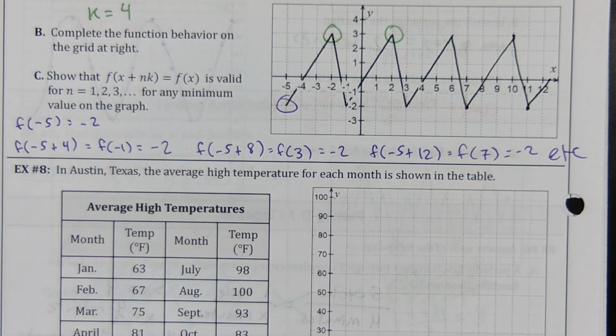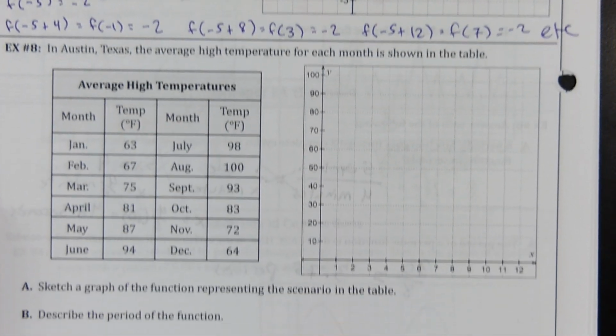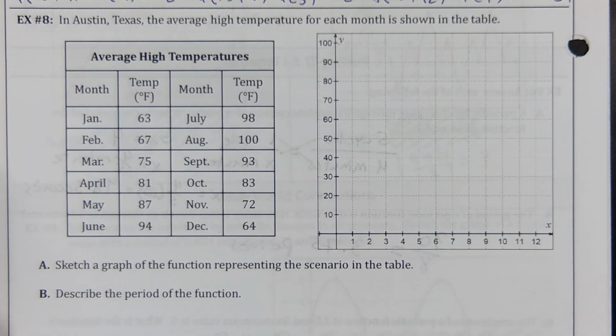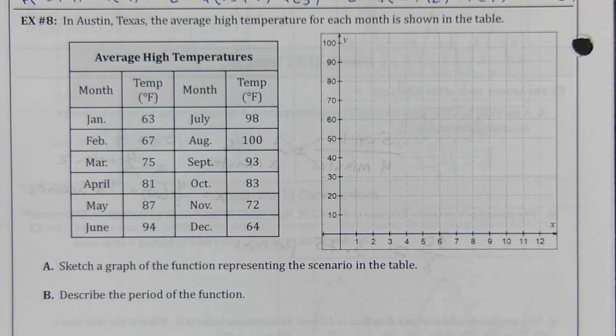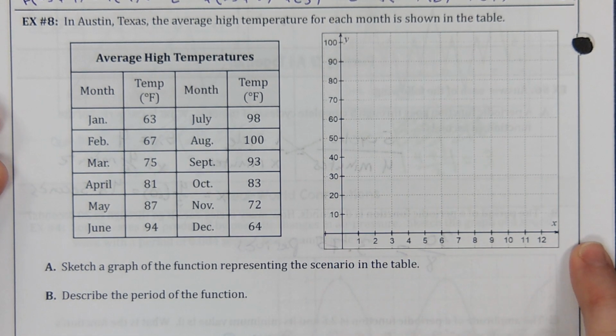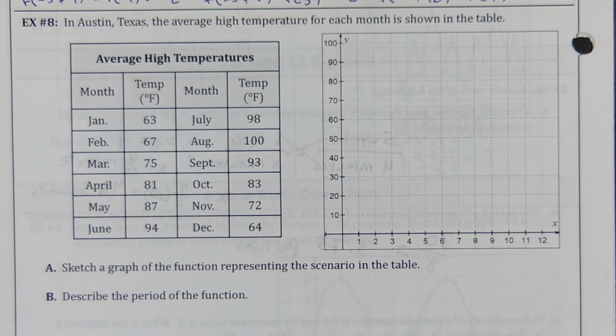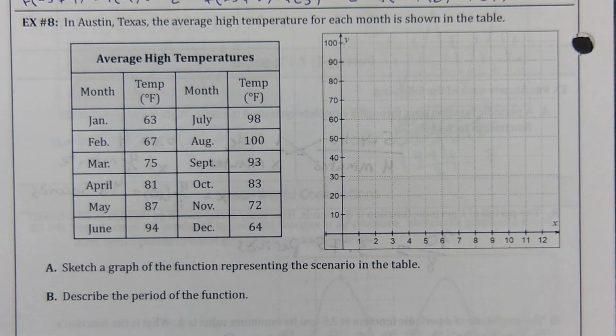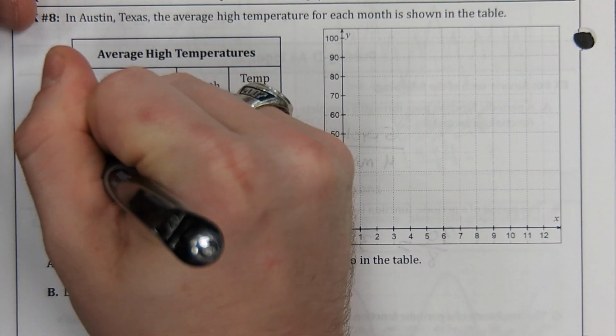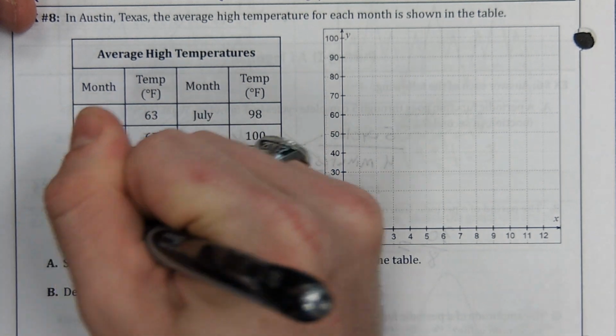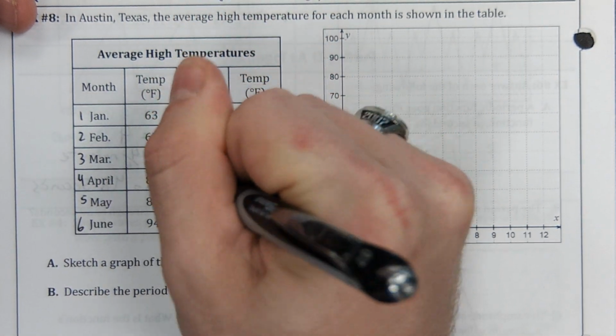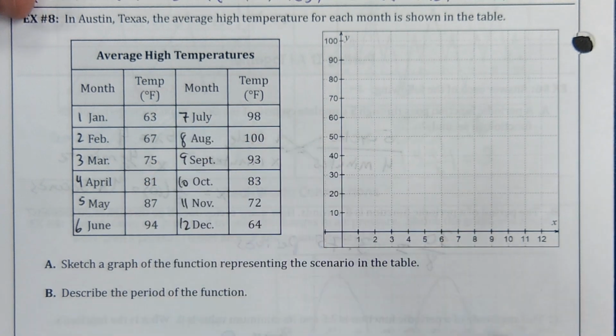Questions on this before we move on? Alrighty. In Austin, Texas, the average high temperature for each month is shown in this table. First thing we need to do is sketch a graph. My x-axis goes to 12. You know why? Because there's 12 months in a year. These are high temperatures, right? We'll graph it in red then, because red equals hot.